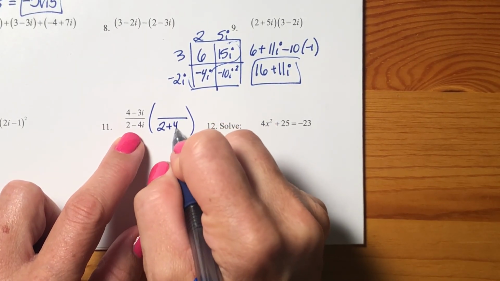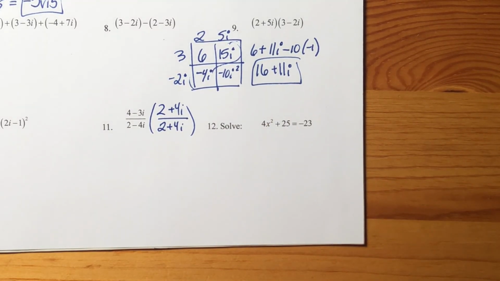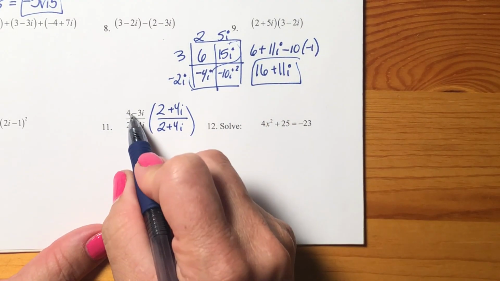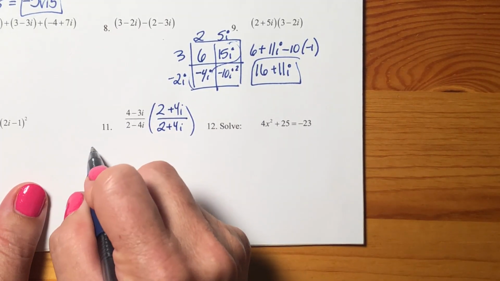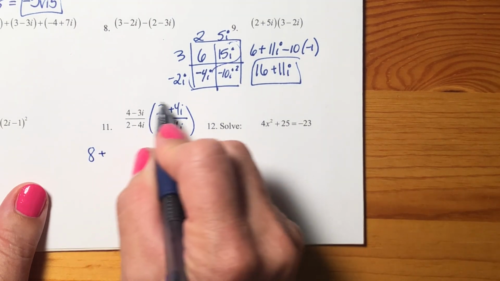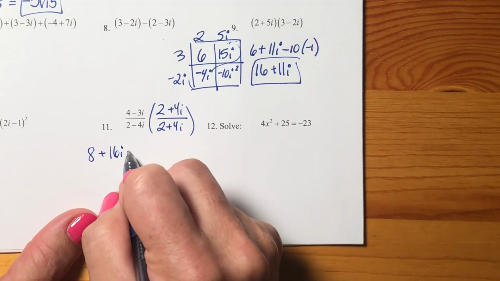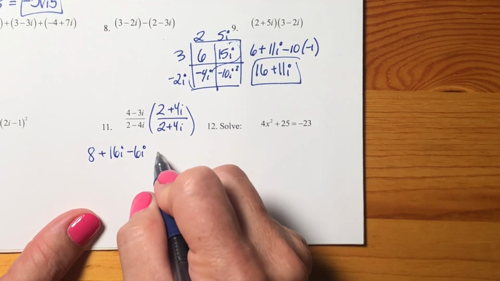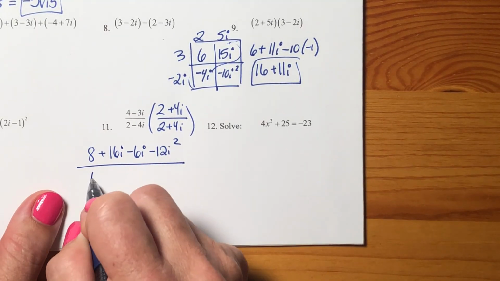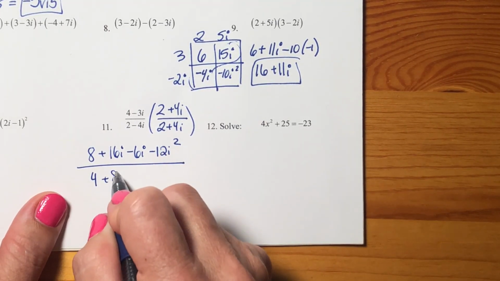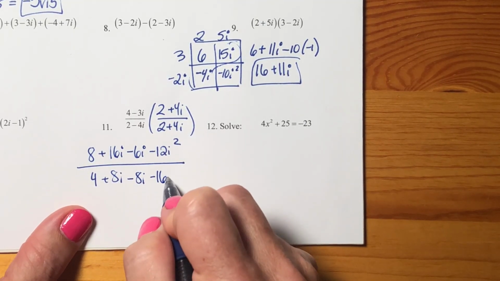So it's 2 plus 4i. Numerator and denominator get multiplied by the conjugate. Okay, I know that's really goofy, but I gotta say it's humorous. Let's go ahead and FOIL. I'm gonna write all my terms down. So I have, let's see, 8 plus 4 times 4i is 16i. Inside terms, that's minus 6i. And then -12i squared. All over, FOIL the denominator, 4 plus 8i minus 8i minus 16i squared.